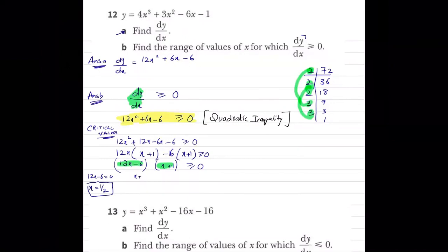And you're going to set x plus 1 equals to 0 and you're going to get x equals to minus 1. These are not the answers because it wasn't the equation, it's the inequality. You need to find the range of values of x. Now what will you do? These critical values are the roots. If I sketch 12x square plus 6x minus 6, then my graph cuts the x-axis at -1 and half.